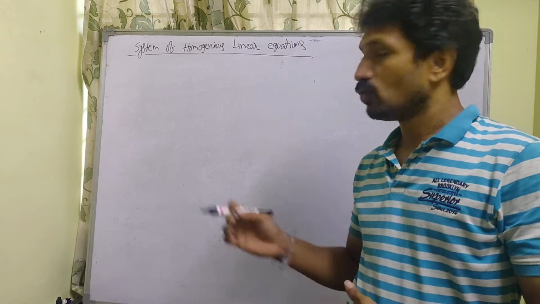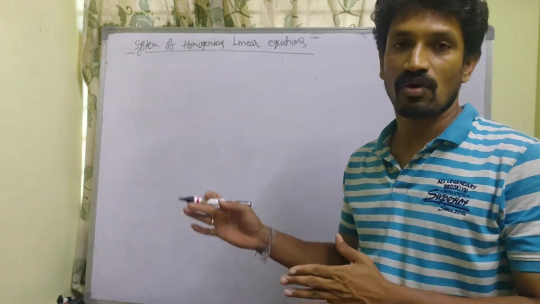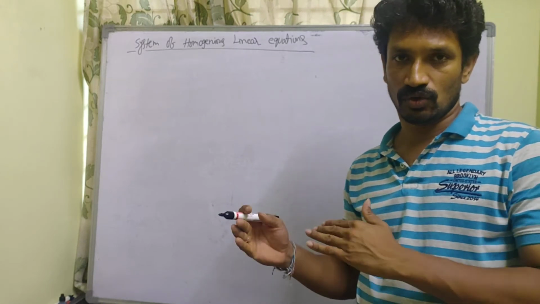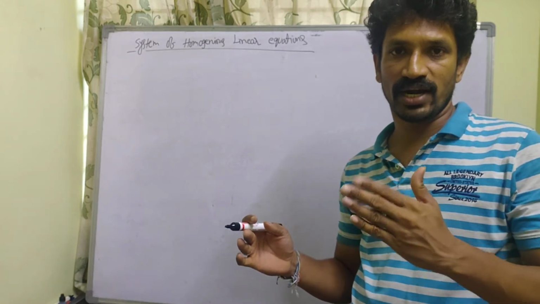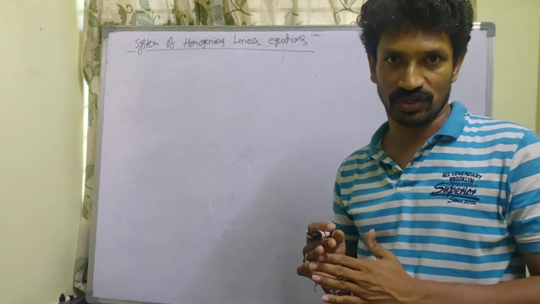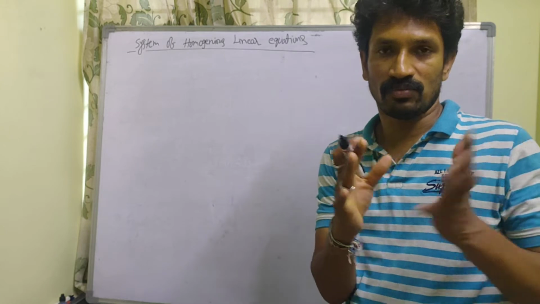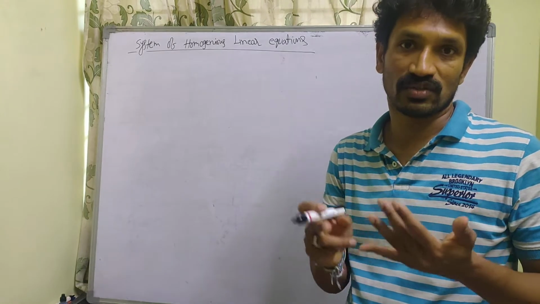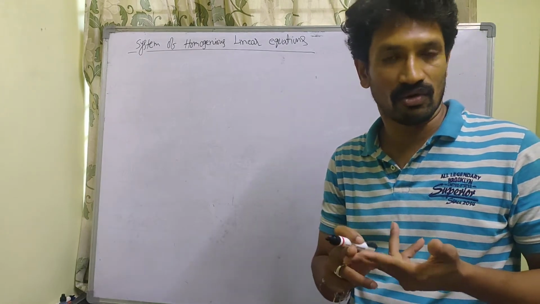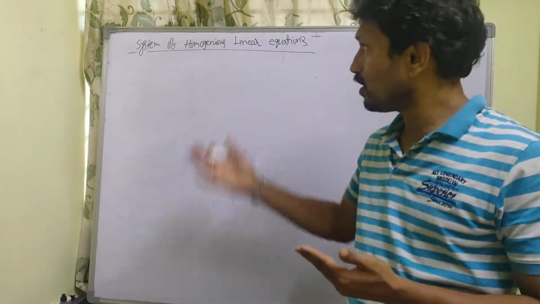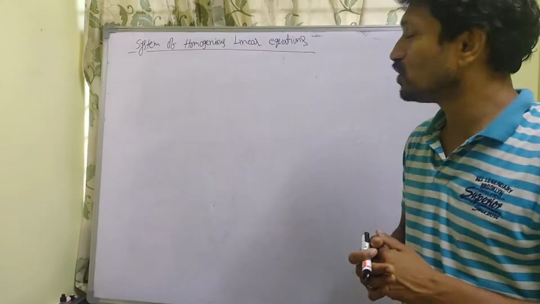Morning students. Today we are going to discuss the system of homogeneous linear equations. In the previous class we completed non-homogeneous linear equations, and in the June class we explained some problems based on that, to find unknown values like the k value, alpha value, lambda value. Here we are discussing a homogeneous linear equation.